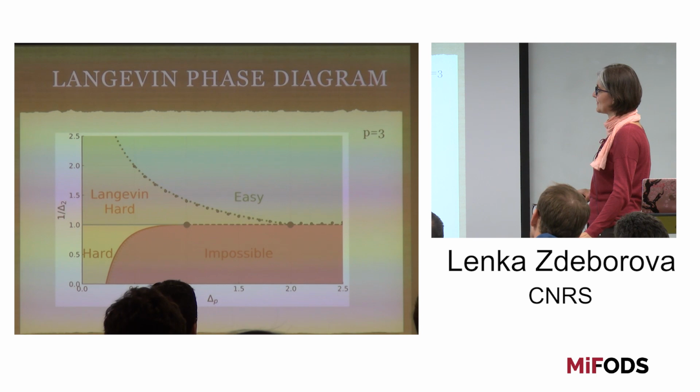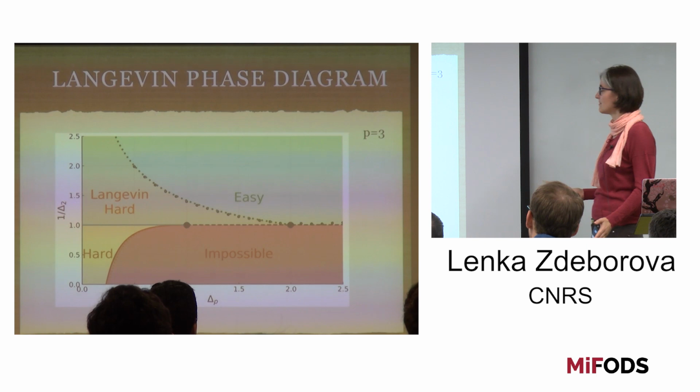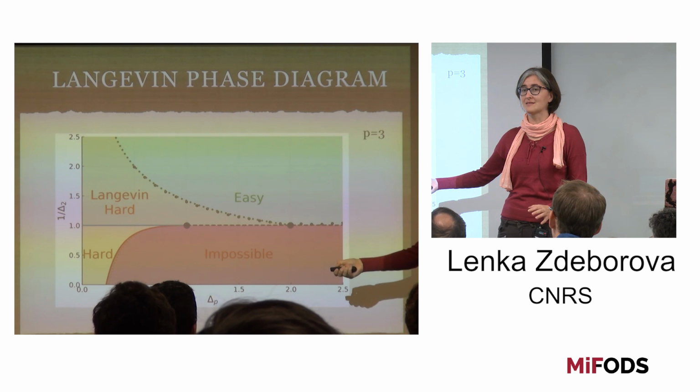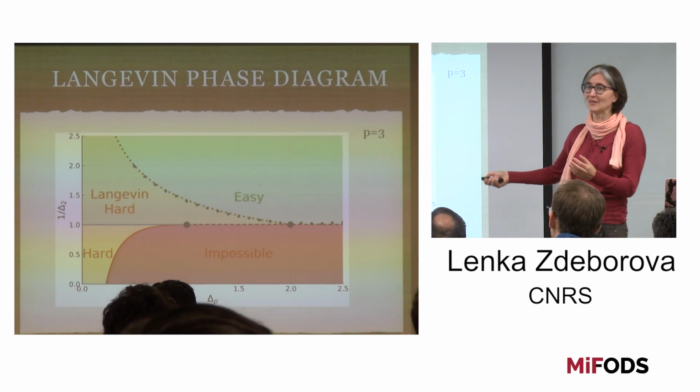So this is something that we kind of expected from some other work last year. But if you asked me 3 years ago, I would bet that the Langevin will just do the same as the AMP. And that's not the case. It's strictly worse. And kind of non-trivially so, because as the noise is getting smaller, it should get easier. But for the Langevin, it gets harder.